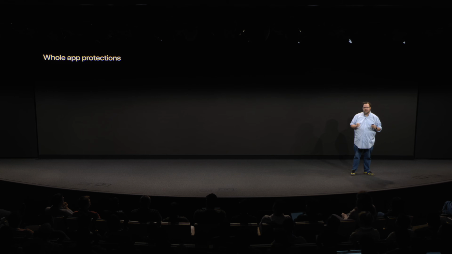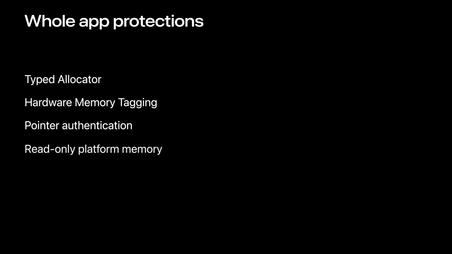Whole app protections just take a few steps to adopt in Xcode. Enable the typed allocator, hardware memory tagging, pointer authentication, and read-only platform memory by adopting the enhanced security capability. Then create an enhanced security extension. Adopt these whole app protections to provide a strong baseline level of security for your entire app.